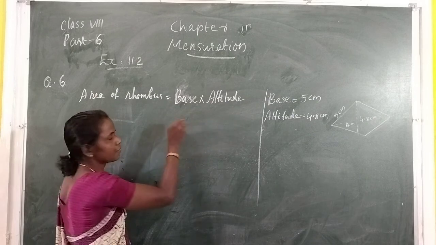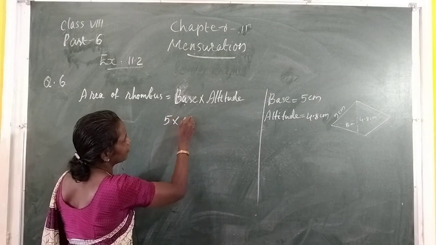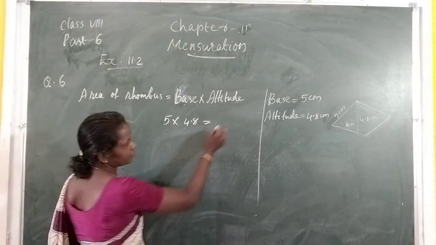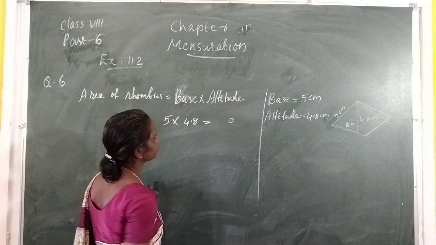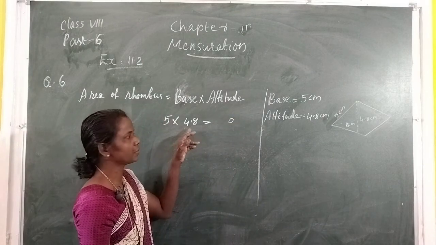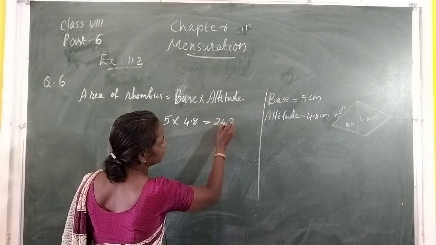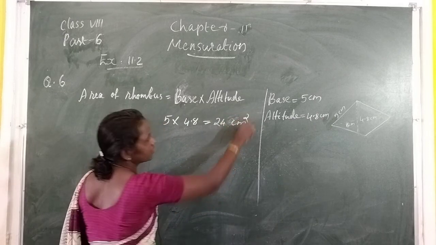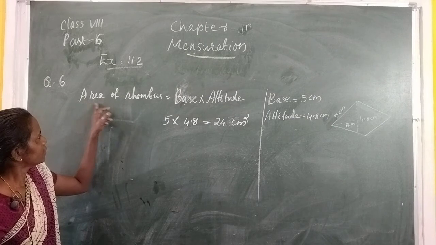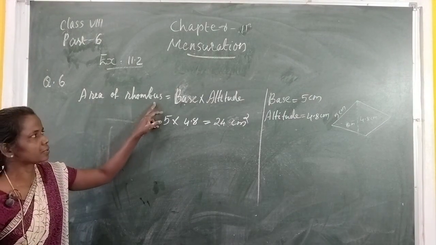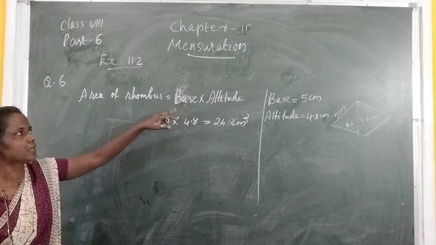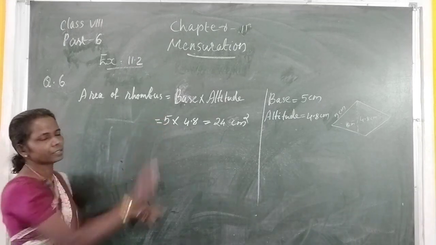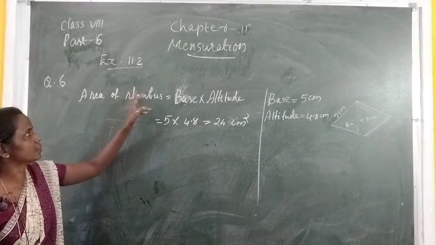So area of rhombus is equal to base, 5 centimeter, into 4.8. How many is it? 5 eights are 40. Then 5 fours are 20. 20 plus 4 is 24. Here look, it is 24 centimeter square. Area of rhombus is equal to base into altitude, so here we found the area of the rhombus, 24 centimeter square.